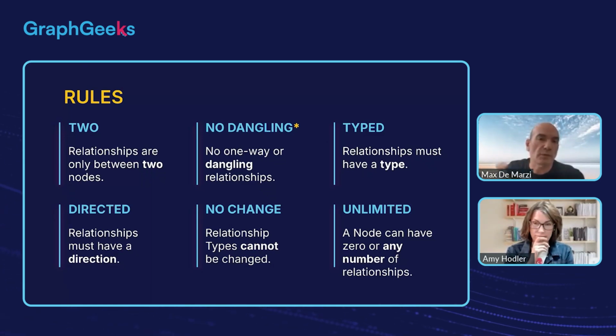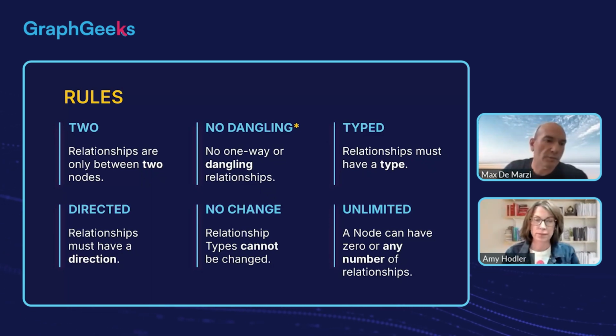They can't just be these two things are related. They have some kind of semantic meaning behind their relationship. They could be friends. They could be neighbors. They could be family members, whatever. There's some kind of relationship attached to it. They have to have a direction.